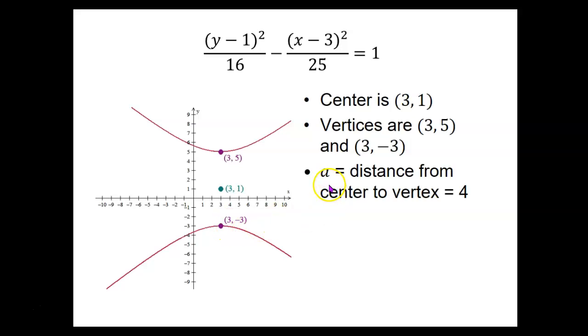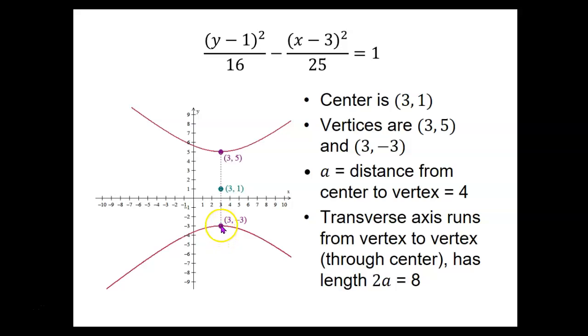So we use the letter A to stand for the distance from the center to either one of the vertices. And where that comes from in the equation is that the number in the denominator of the first term here is a squared. So here a squared is 16, so a is 4, and that's how far you have to go from the center to get to either one of the vertices. In this case, it would be in the y direction, because it's the y term that has the a squared under it that comes first in the subtraction.